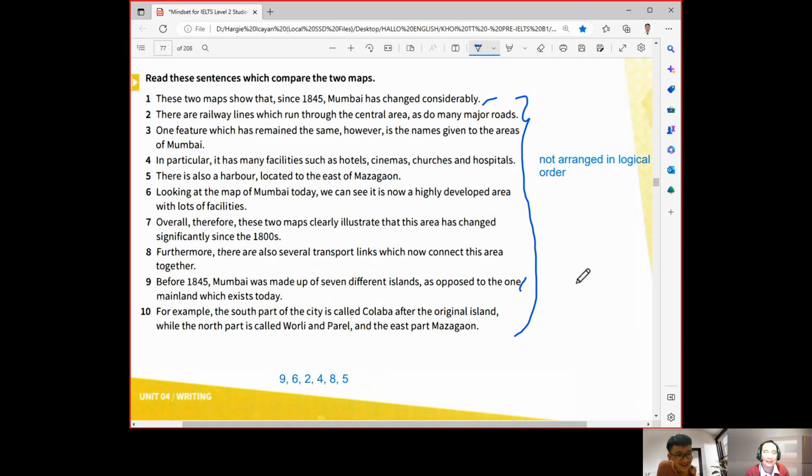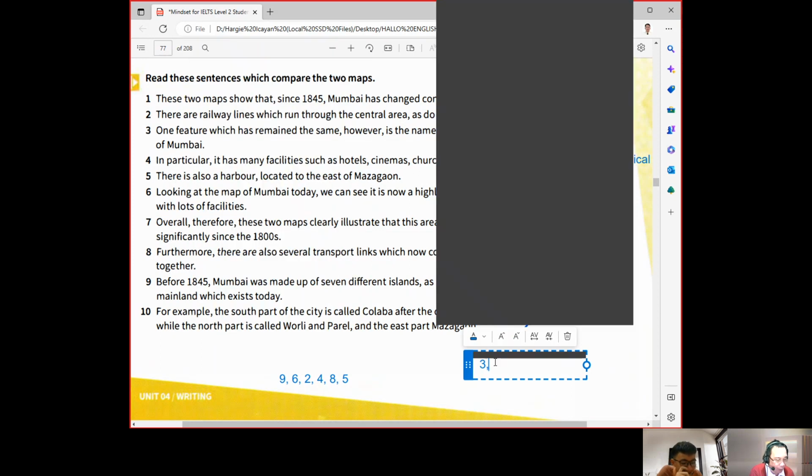Number 7 is a conclusion now. Okay, first in chronological order is number 10. Number 10 is there, but what is before number 10? Number 3, correct. So the order is number 3 and number 10.